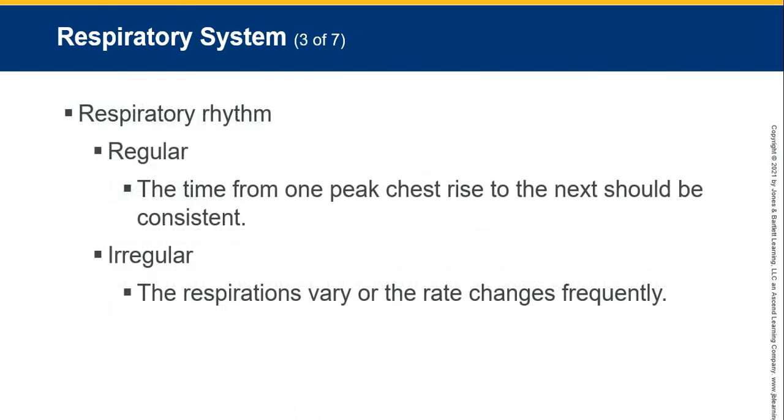You want to make sure that the respiratory rhythm is going to be regular for normal patients. So basically from one chest rise to the fall, it's going to be in time. So it might take 5 seconds from one to the other. And you just want to make sure the interval is regular there. Now, if it's irregular, you don't want them to go from 12 to 20 to 6 breaths a minute, or 12 to 20 to 28 and back and forth. That would be irregular.